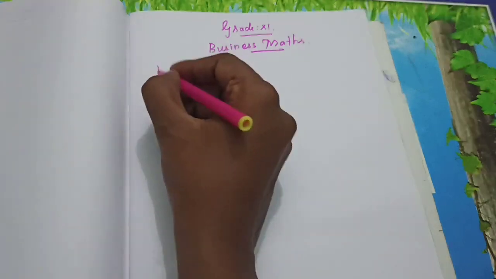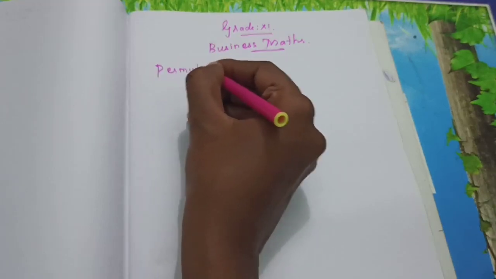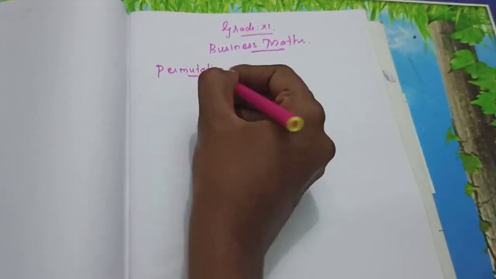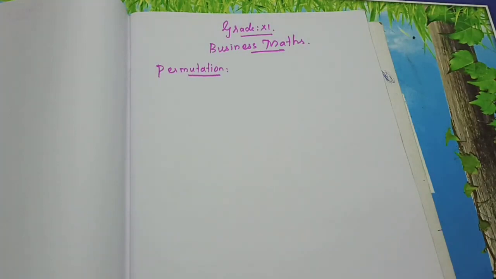All of you put the heading Permutation in your note. Then copy Definition 2.3 to your note. The number of arrangements that can be made out of n things taken r at a time is called the number of permutations of n things taken r at a time. This definition is very important. After putting the heading permutation, you need to take the definition to your note.